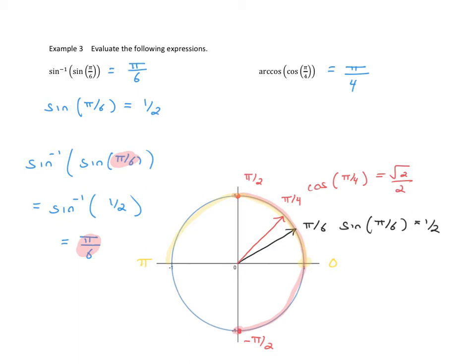Let's see if this can help us figure out what this expression is equal to. Arc cosine of cosine of pi over 4 is equal to arc cosine of root 2 over 2, since cosine of pi over 4 is root 2 over 2. And since we are restricting our attention between 0 and pi, the angle for which arc cosine will take on the value of root 2 over 2 is pi over 4. And, okay, it happened yet again. This and this were the same.